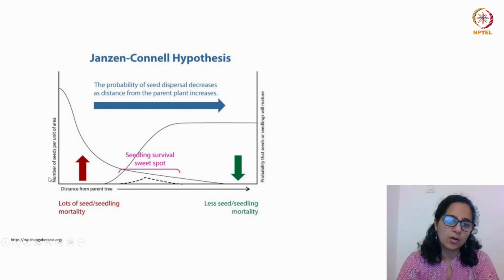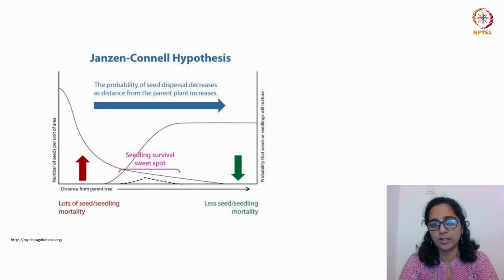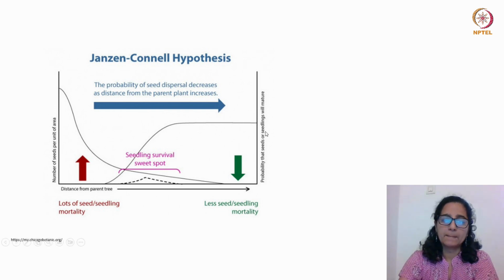Okay, and on this side of the y-axis is the number of seeds per unit area, how many seeds are present per unit area. And here is the probability that seeds or seedlings will mature. Not all seeds which have fallen will germinate, right? So this is the probability of that happening.